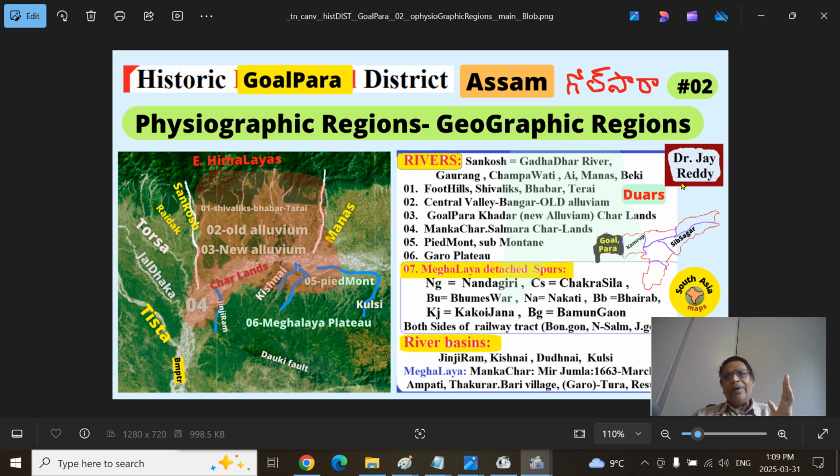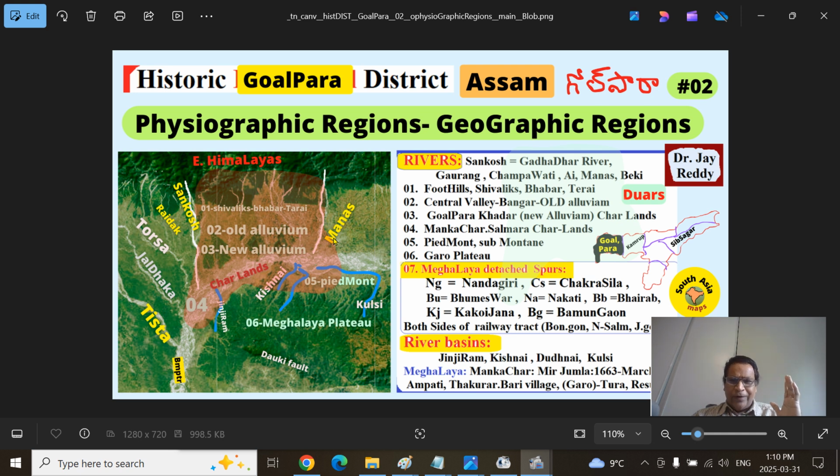Mitranam, we are continuing our historic GoalPara district series, that is the old GoalPara district series of Assam, the British GoalPara district series of Assam. This is part 2. In this part 2, we will be discussing the physiographic regions, geographic regions of the old GoalPara districts of Assam, that is the western part of Assam between Sankosh River and Manas River.